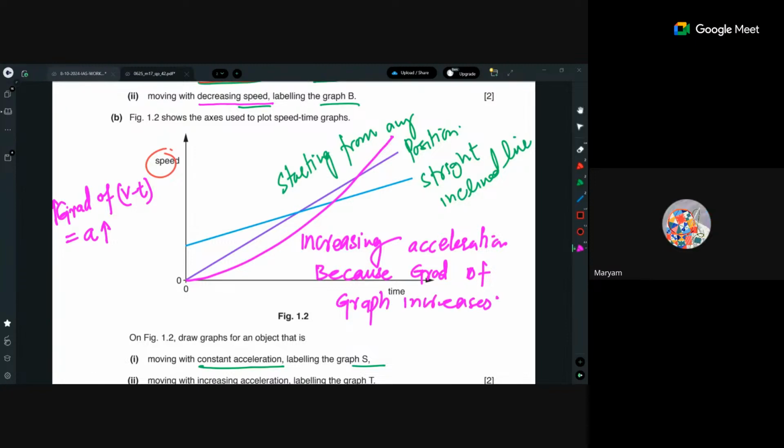Look, you cannot go back and forth from here. Gradient is your bound. The gradient of a velocity time graph is what? Acceleration. So if the examiner wants acceleration to be increased, what you have to do? You have to increase the gradient.